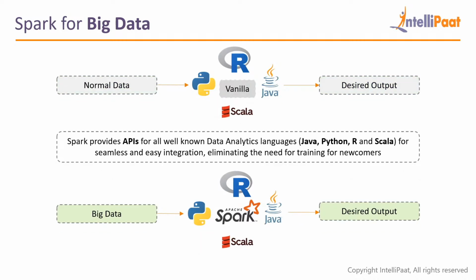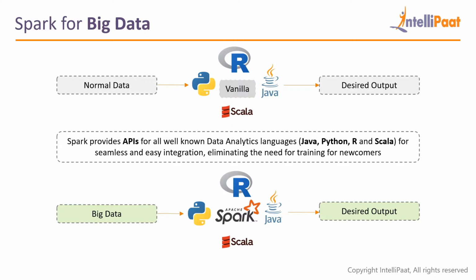The other benefit of using Apache Spark is that, as we can see on the upper side, normal data can be processed by vanilla, the base versions of Java or Scala or Python and R. All of these are quite frequently used data science and data analytics languages. So if you have, say, a very small data set that you need to process, you can use these particular languages in their base form. What happens if you're dealing with terabytes and petabytes of data, but you still want to use these same languages? You cannot use them in their base form, right?